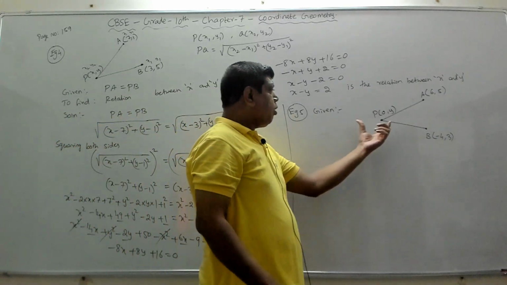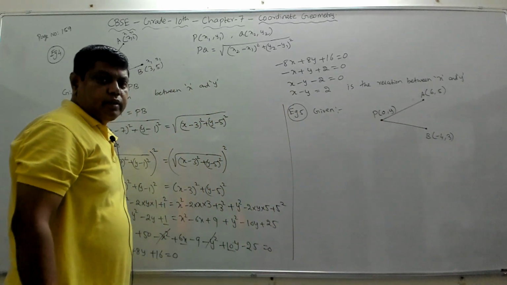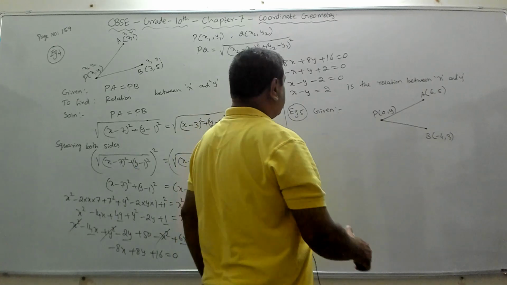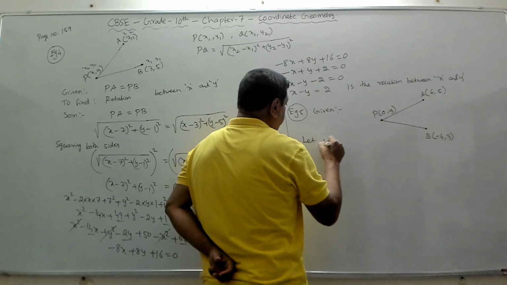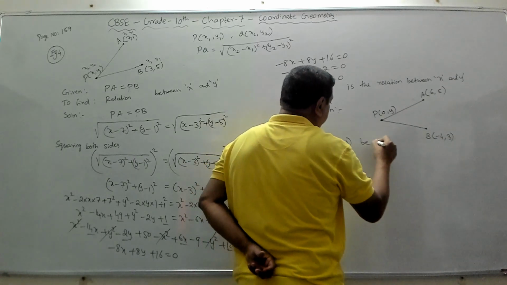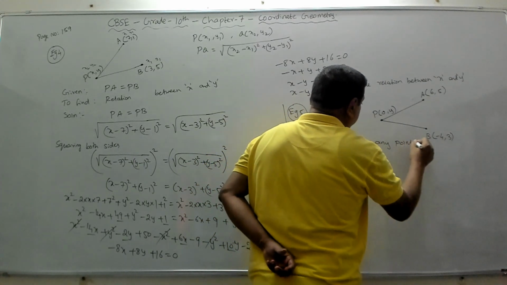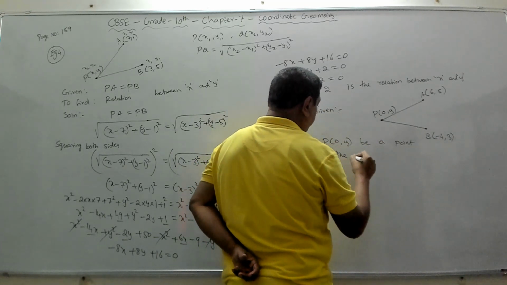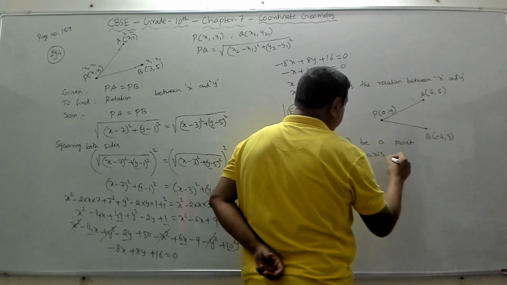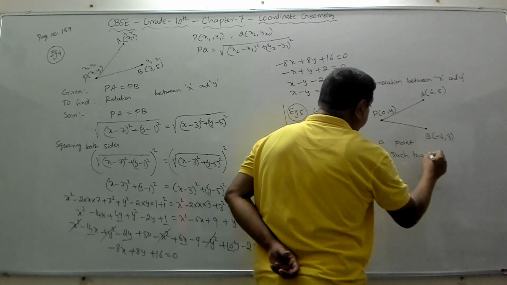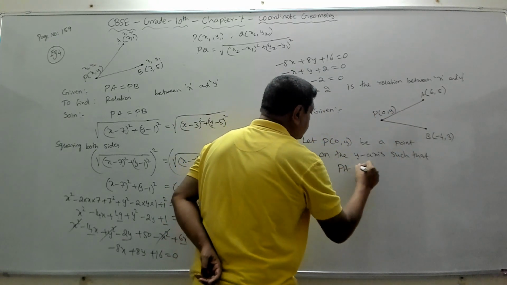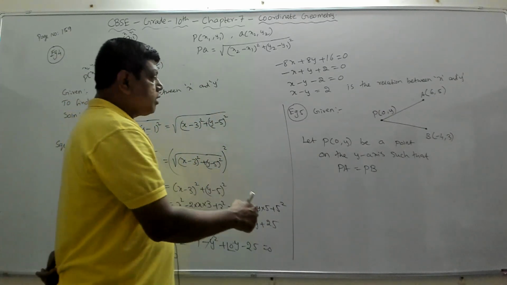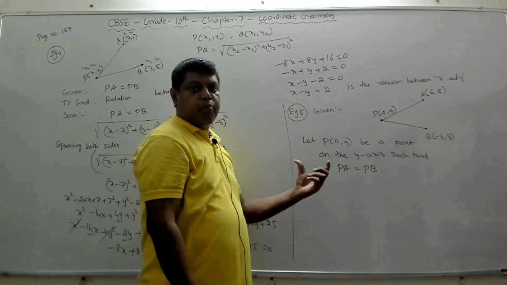So any point on the y-axis, its x coordinate will be 0 for any point on the y-axis. So we'll say let P of 0 comma y be a point on the y-axis such that it is equidistant from these two points, such that PA is equal to PB. That is given. PA is equal to PB, and we have to find the coordinates of the point.